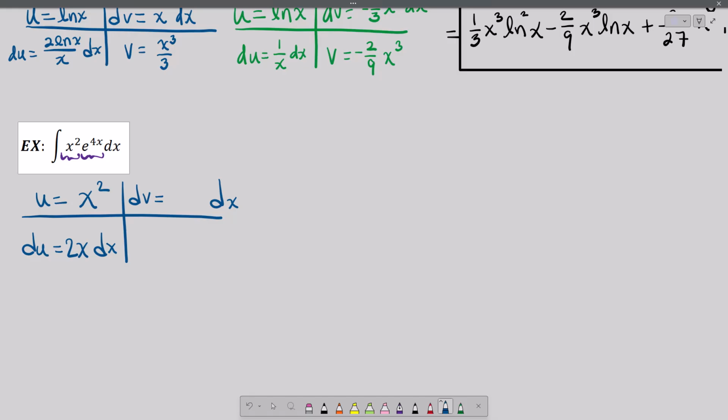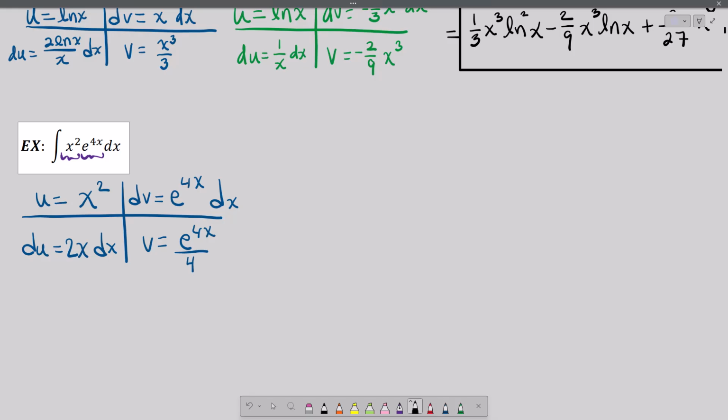In many cases, when you have powers of x, you want the power of x to go with u, so when you differentiate it, it gets less. The one exception is if you have logs in there, because the derivative of a log divides by x, and that will offset it. Most of the time, powers of x are going to go with u. And then we have our e to the 4x here. The integral of e to the 4x is itself divided by the derivative of the exponent.